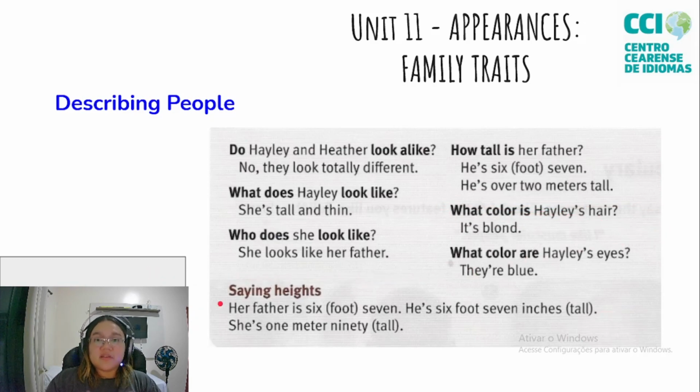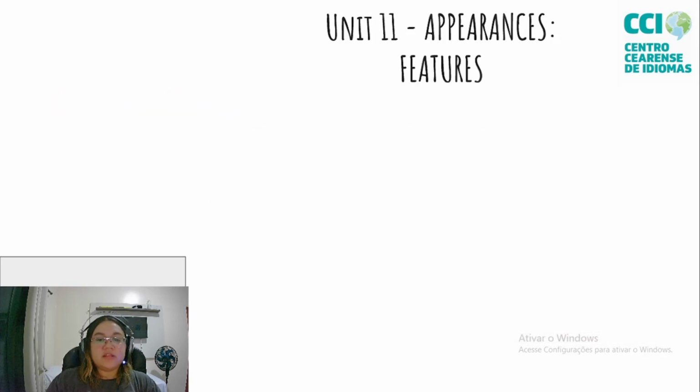So here is the explanation of what I just said. Her father is 6'7", but you can say 6'7" tall. You don't have to, but the information is already there. It's implicit. She's 1 meter 90. You can say she's 1 meter 90, or you can say she's 1 meter 90 tall. Either way, the person you are talking to will understand.